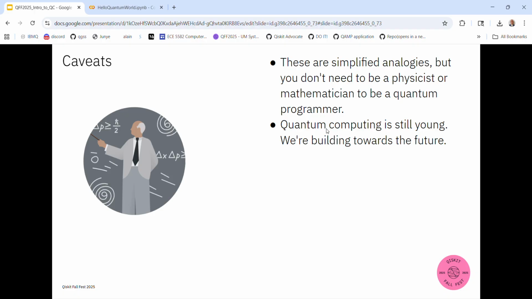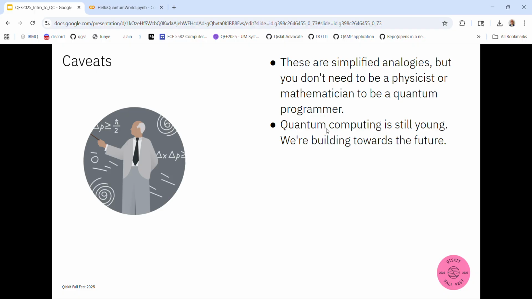A couple caveats. I've used some simplified analogies here: the coin flips and paths canceling each other out. But as you go deeper, it'll get deeper. But you don't need to be a physicist or a mathematician to be a quantum programmer. It's more about understanding how algorithms work and how data works than it is about understanding the quantum mechanics.